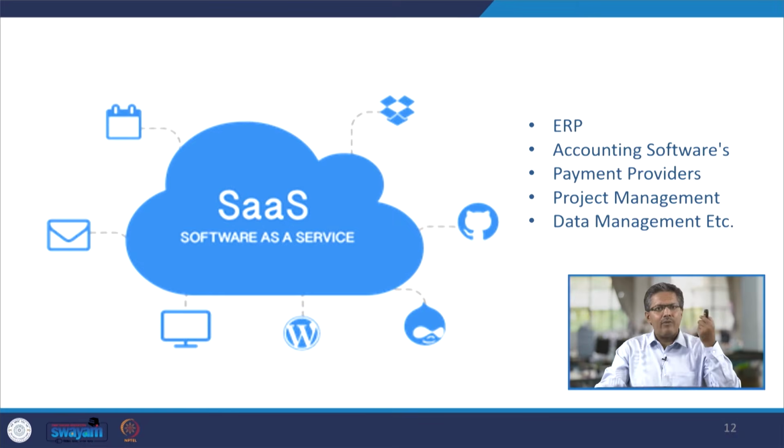Similarly, if you look at software as a service components, like ERP, accounting software, payment providers, project management, data management, etc. These are different services that you get, and they provide you different services. So, all these are different services that are generally used by manufacturers and different companies, again large industries, because it helps them to systemize their production processes and to streamline their different functional units. So, today most of the companies are using this kind of services to optimize their efforts and to increase their profits.